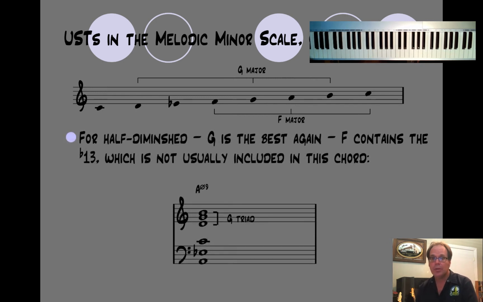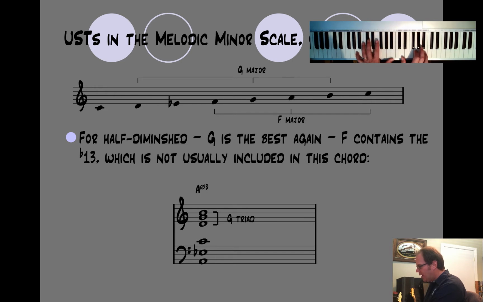Half diminished. Guess what? G is the best again, right? So if we had this, maybe like a basic half diminished chord, throw that G on top of there, that's going to give us that beautiful natural 9, the beautiful natural 11, and the 7th, right?